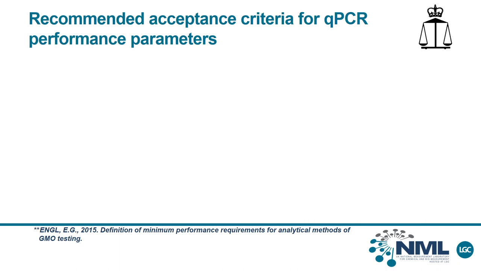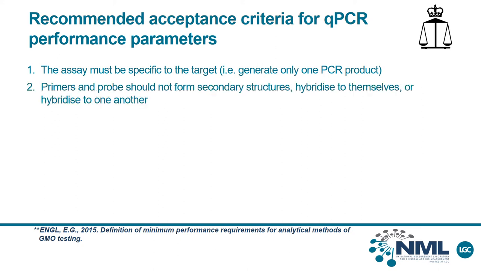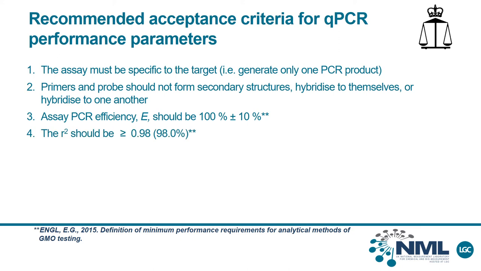The recommended acceptance criteria for the key assay performance parameters described in the previous section of the presentation are presented here and on the following slide. Firstly, the assay design must be specific to the target of interest. The primers and probe should lack secondary structure as well as the capacity to hybridize to themselves or one another. The assay PCR efficiency should be 100% plus or minus 10%, and the R-squared coefficient for the standard curve should be equal to or greater than 0.98 or 98%.